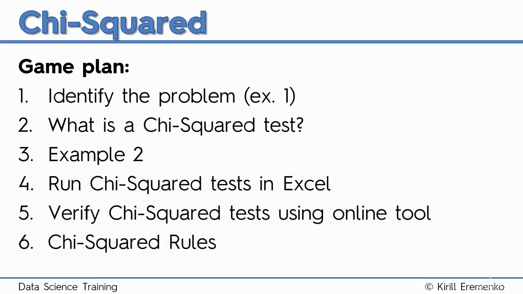This is the plan for today. First of all, we're going to identify the problem. We're going to look at an example from our previous Tableau manipulations. Then we will talk about what is a chi-squared test and how it can help us solve that problem. Then we'll look at another example, example 2. Then we will actually run chi-squared tests in Excel. So I will show you how to build a chi-squared test in Excel.